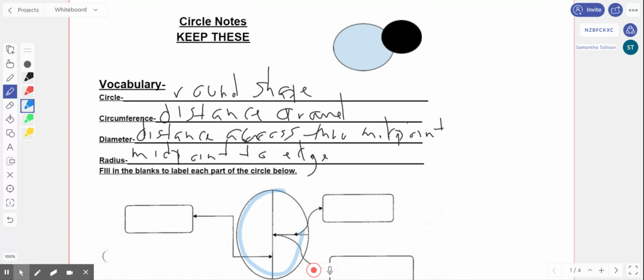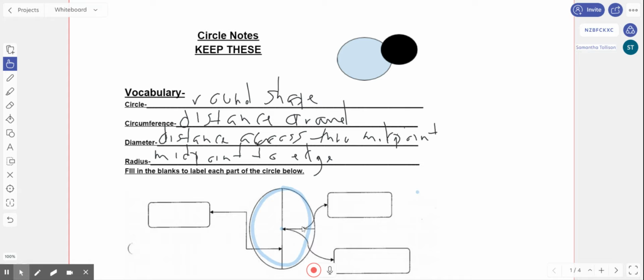So looking at our diagram below, we can see that this right here, the distance around the circle, we would consider our circumference. This point right here is actually our midpoint, the center point. And then from the midpoint out to the edge, we call this our radius. And when we start at one edge of the circle, going all the way across, this is our diameter.